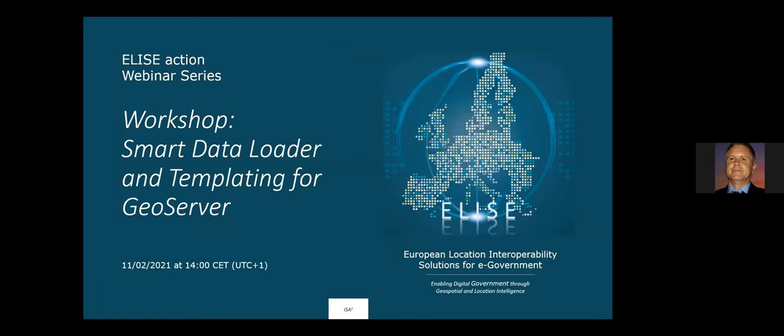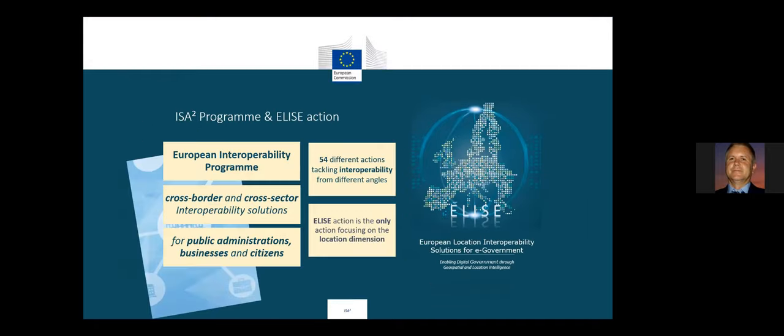Maybe before we enter into the topic, as you can see on the next slide, here is some information about ELISE for those who don't know much about it. ELISE is an ISA² program action, the European interoperability program, which provides cross-border and cross-sector interoperability solutions for public administrations, businesses, and citizens. Under that program, there are 54 actions that tackle interoperability from different angles. ELISE is the only one that focuses on the location dimension.